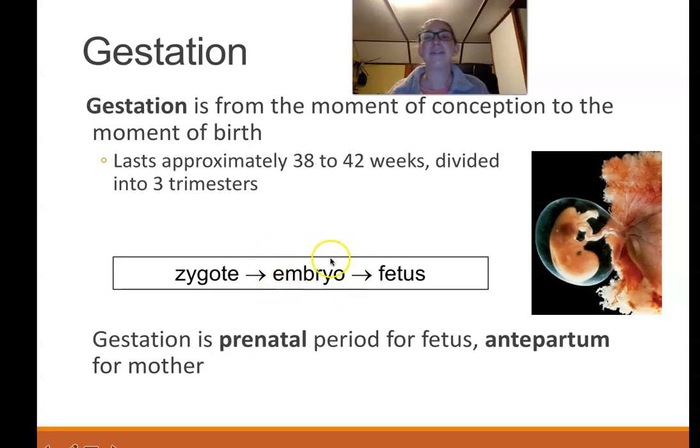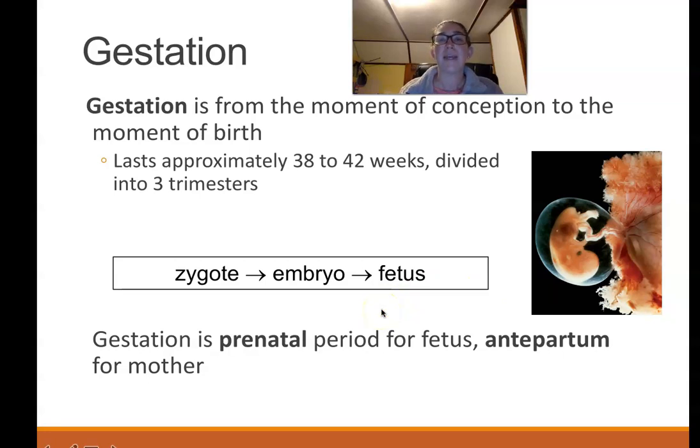So the embryo is still very poorly formed. It's not quite formed yet. It doesn't quite have all the foundations of different organ systems. And then around 9 weeks, we start calling it the fetus. So these represent different stages of development. An embryo is a very early stage of development, and then the fetus is once it's starting to actually take form.